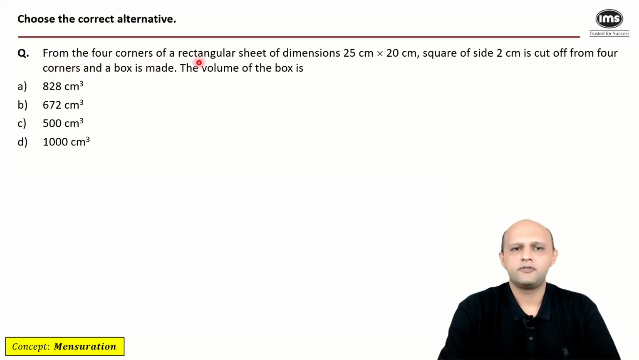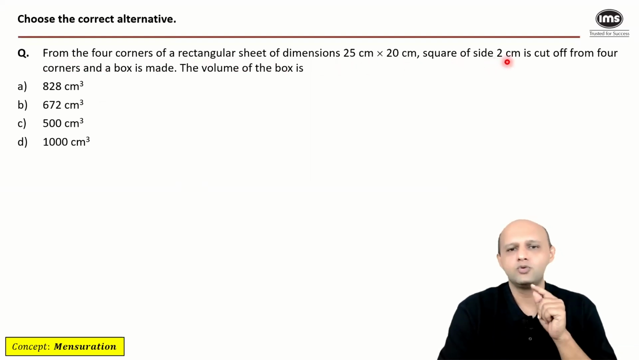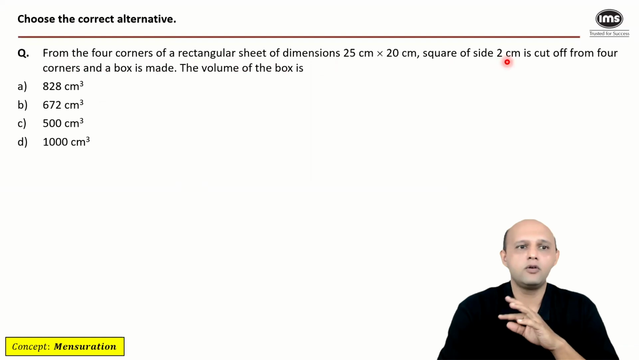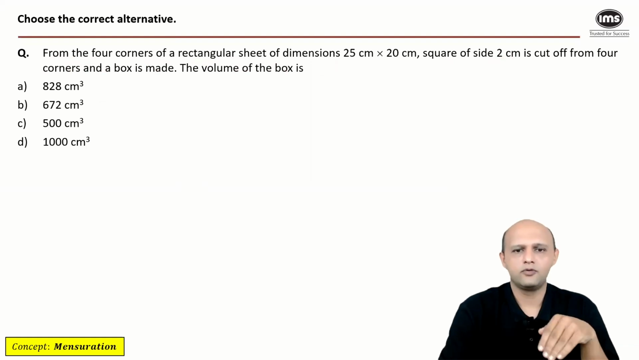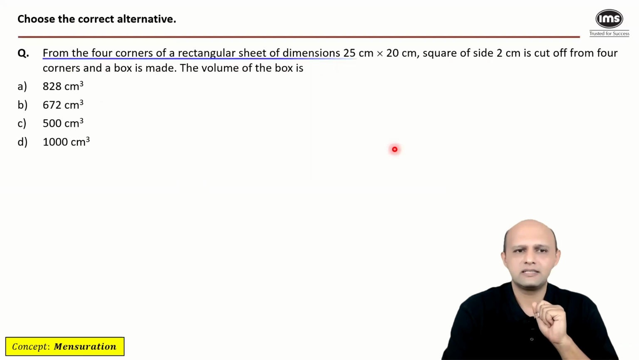From 4 corners of a rectangular sheet of dimensions 25 by 20, a square of side 2 centimeters is cut from all 4 corners and a box has been created. Okay. What is expected is to find the volume of the box. So it would be an open structure, right? By folding it from all the 4 sides. Let us try to visualize this.